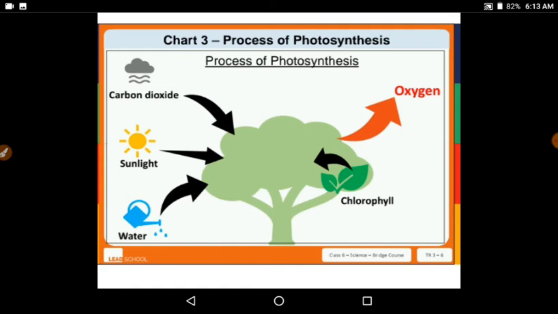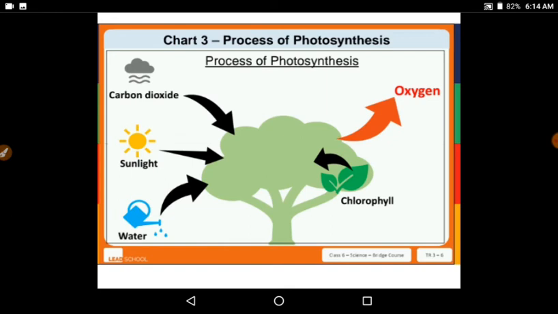Which part of the plant does carbon dioxide pass through? In the video you have seen that carbon dioxide passes into the plants through one of their special parts. What is that name? That is named stomata.